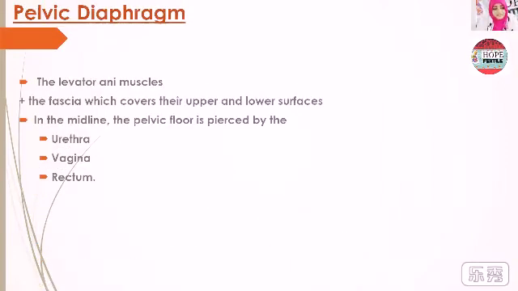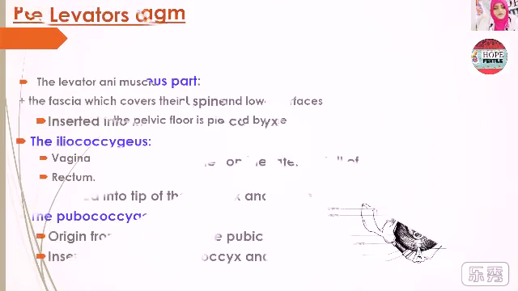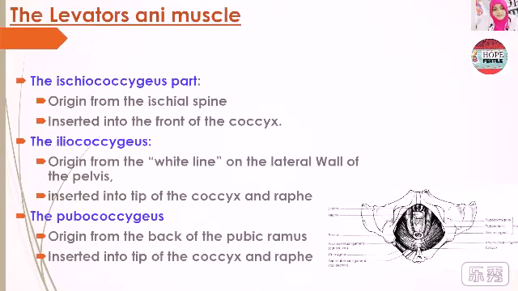When we see the pelvic diaphragm, it is the levator ani muscles plus the fascia which covers their upper and lower surfaces. In the midline, the pelvic floor is pierced by the urethra, vagina and rectum. If we see the levator ani muscle, it has three parts. The ischio-coccygeus part has its origin from the ischial spine and is inserted into the front of the coccyx.